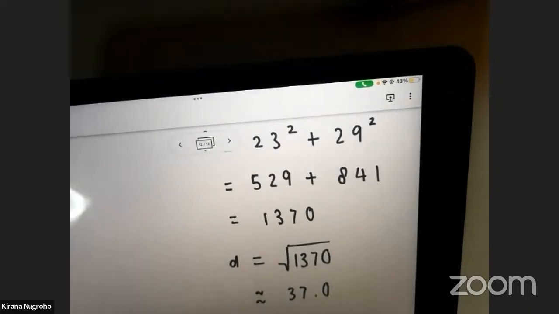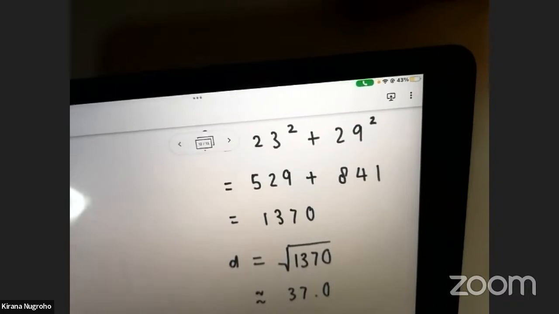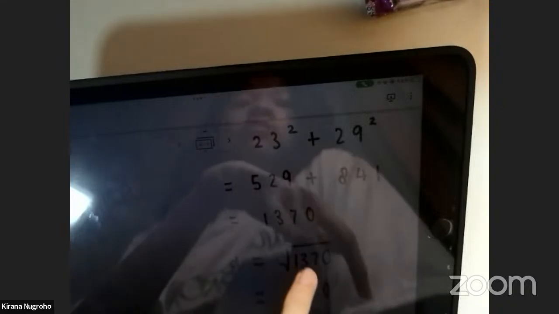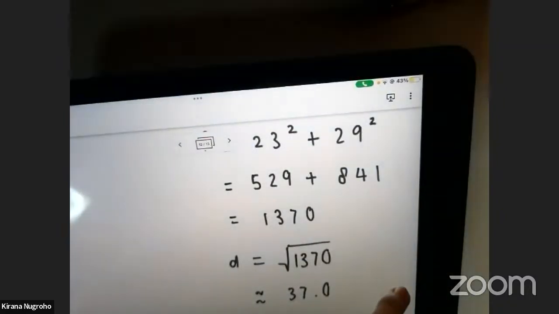Which means what we're doing right now is very important, right? Correct? Am I correct? Sorry. And I want to emphasize to you that Pythagoras is something that will carry on to further chapters.